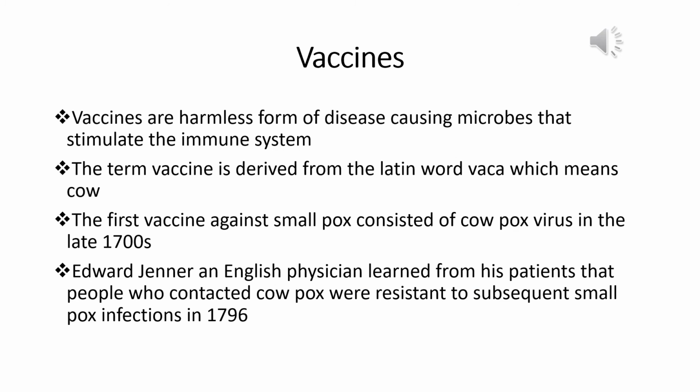Vaccines are the harmless form of the disease causing microbes that stimulate the immune system. It means it helps the body immune system to recognize and fight. So vaccines are the harmless form of disease causing microbes that stimulate the immune system.